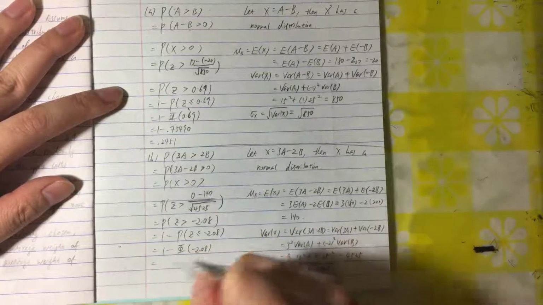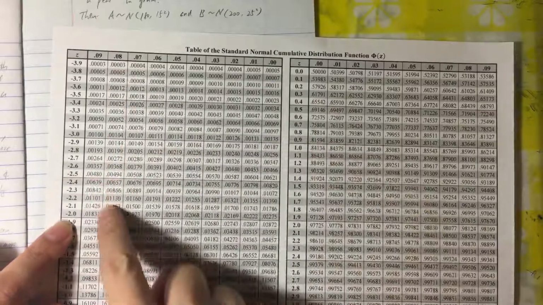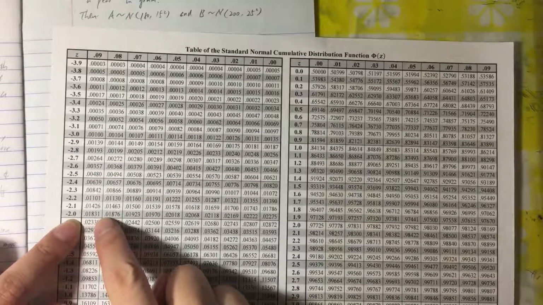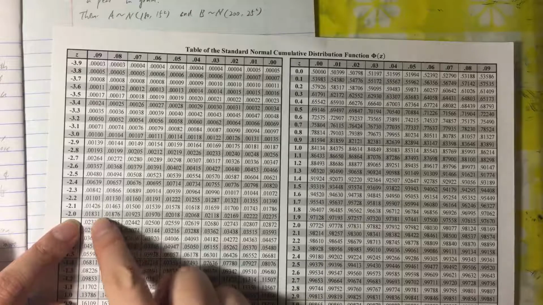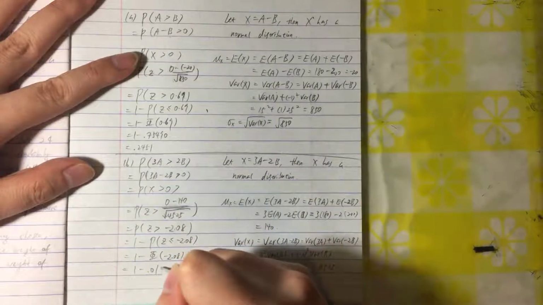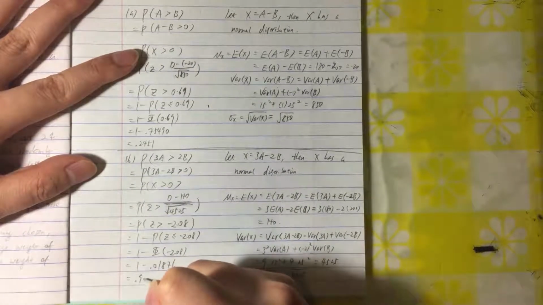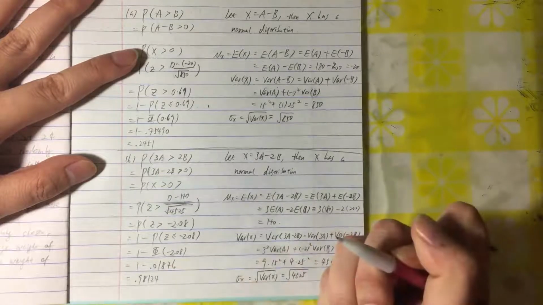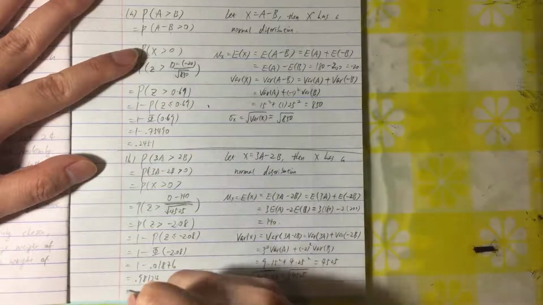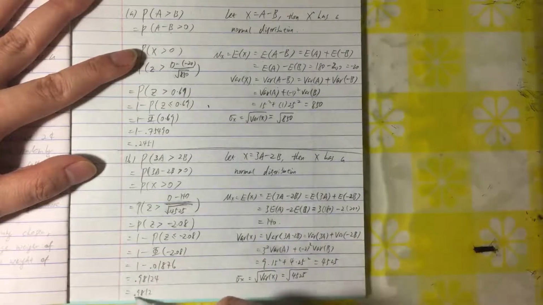Use the table, find phi of negative 2.08. Negative 2.0 is here. Negative 2.08 is 0.01876. Let's check. I get 0.98124. If I round the answer to 4 decimal places, that's 0.9812. In general, round the answer to 4 decimal places. That's 0.9812.